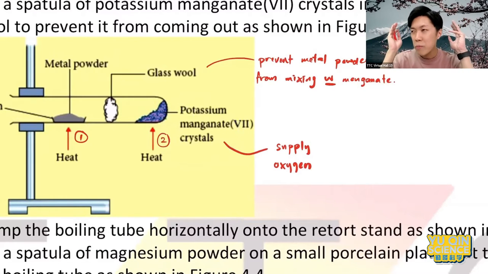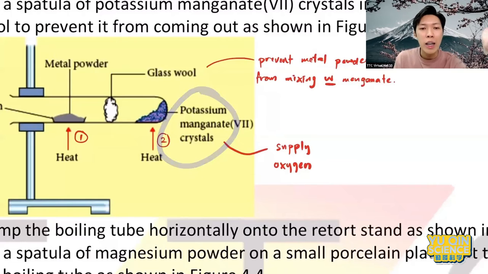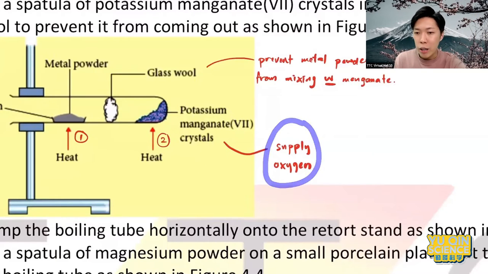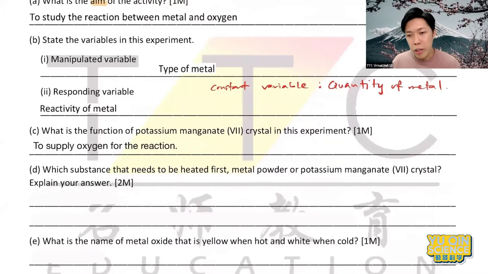I would say, if you don't want to understand it, you memorize the answer, then that can help. But of course, it's a very simple thing to understand. Potassium manganate to supply oxygen. Anyway, potassium manganate is to supply oxygen.